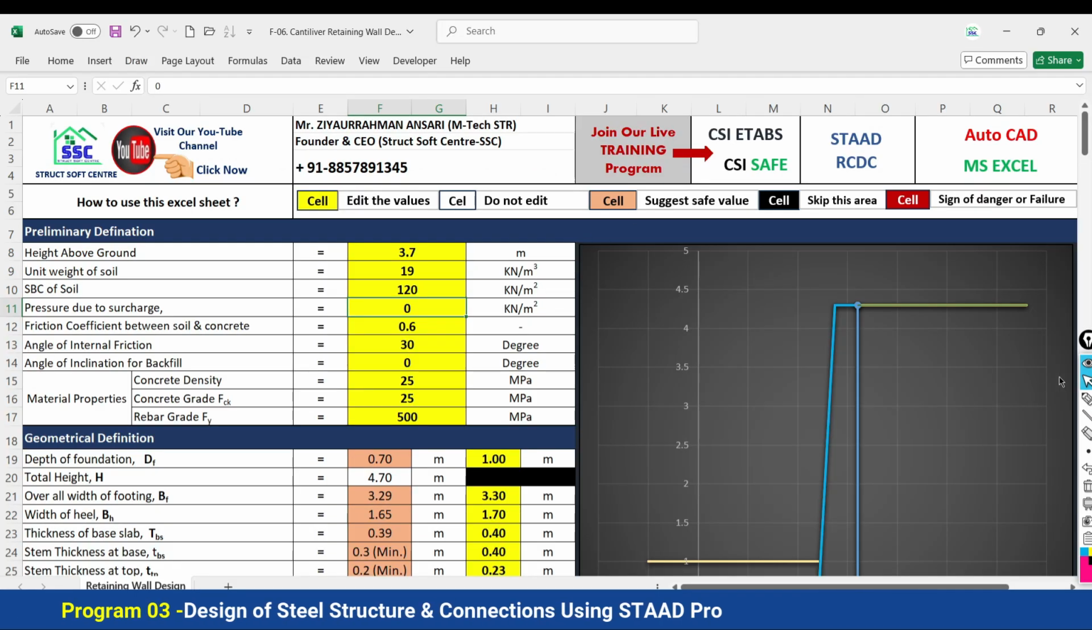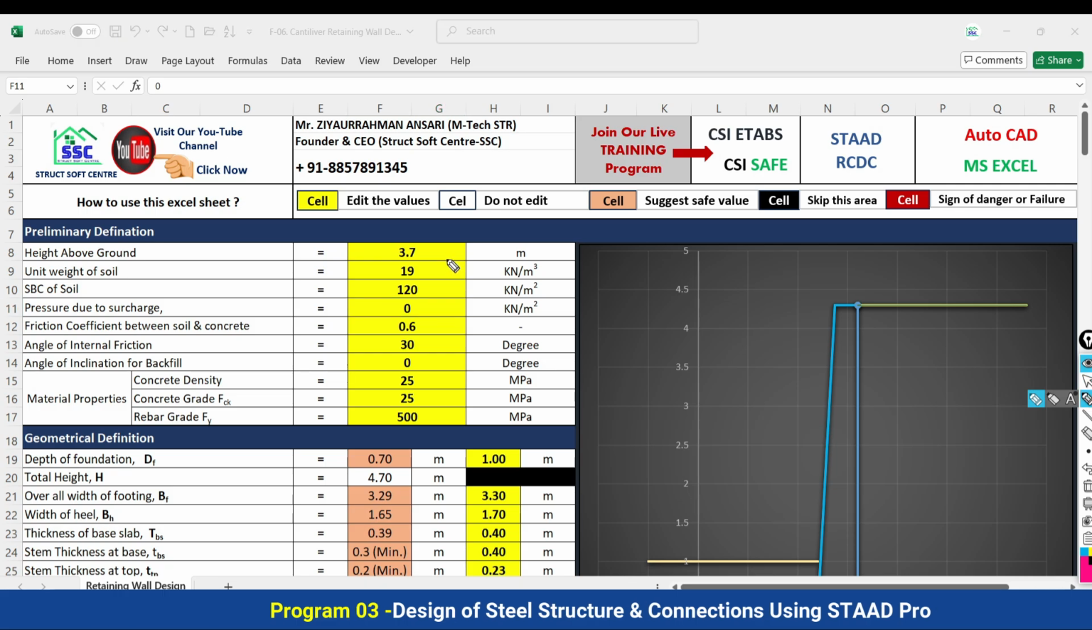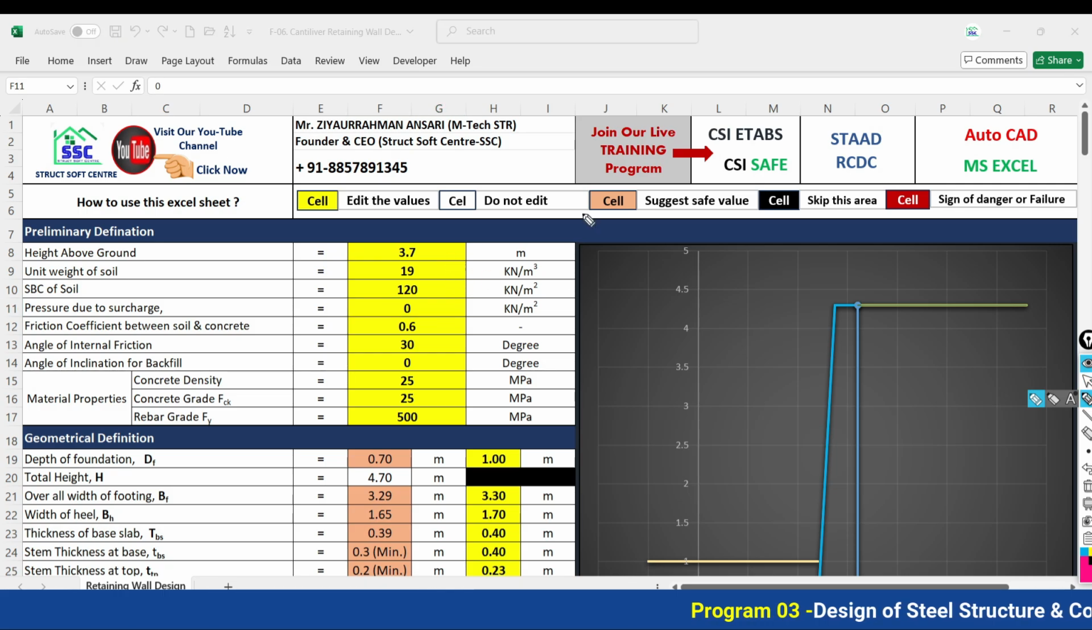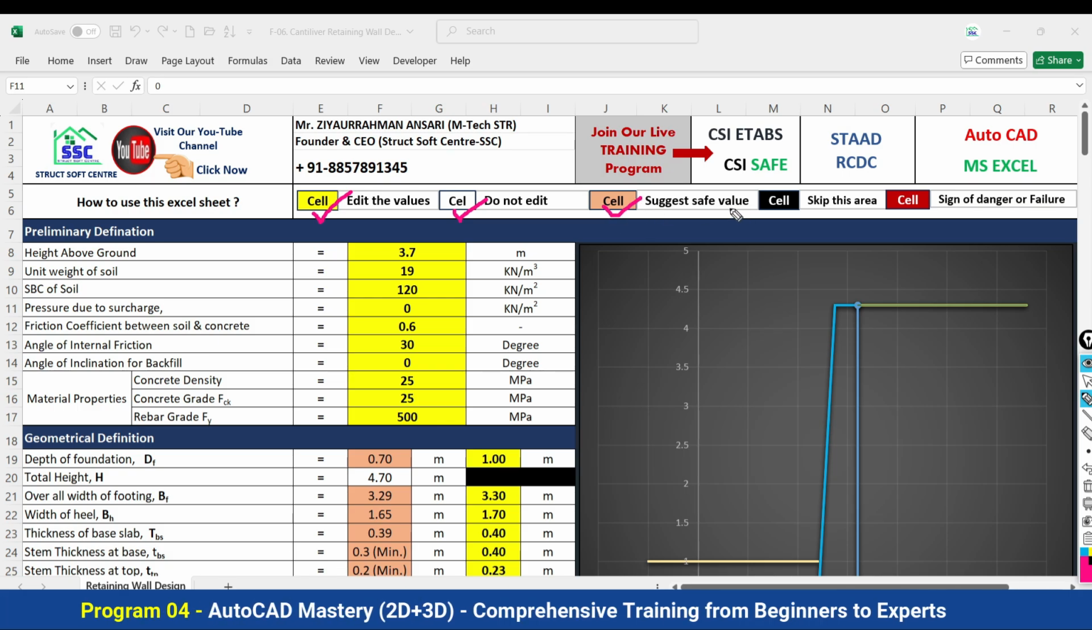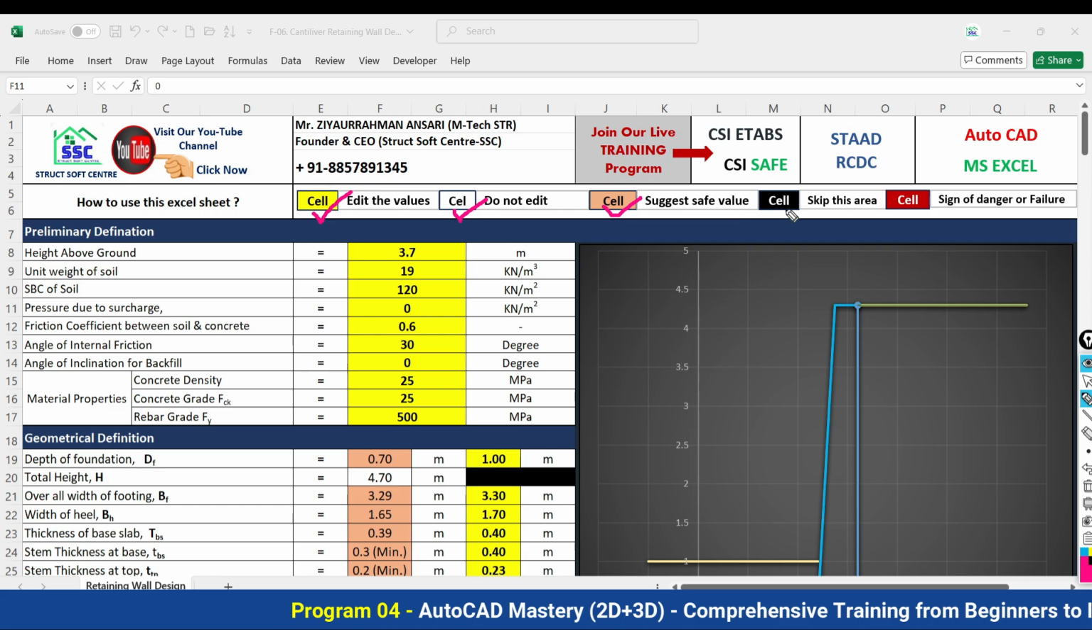Now by using this Excel sheet, you can do the complete design. First of all, try to understand how to use this Excel sheet. While using it, you have to edit the values in yellow cells only. In white cells, you don't need to do anything, and wherever you get an orange cell, that is suggesting the safe value for that respective parameter, and black cell values mean you need to skip this area.